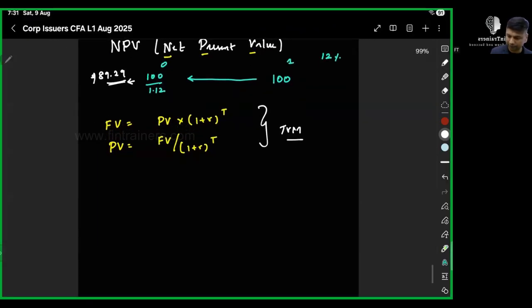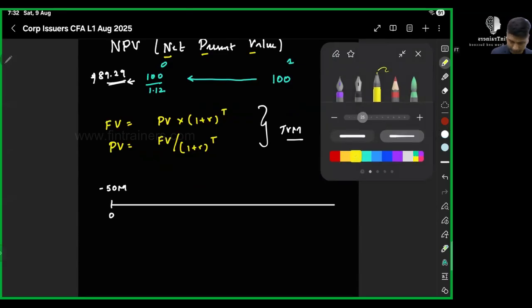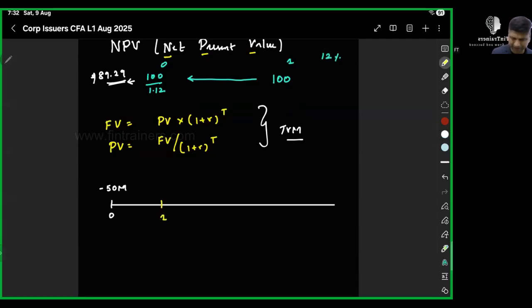So I'm investing, say, 50 million in a project right now, and we will have a project timeline like this. Right now is time 0. I am investing 50 million there. Then after 1 year, let's say we are getting some positive cash flow, 10 mil. After the second period, I'm getting 15 million. Third period, I'm getting 23. And fourth period, I'm getting 40.